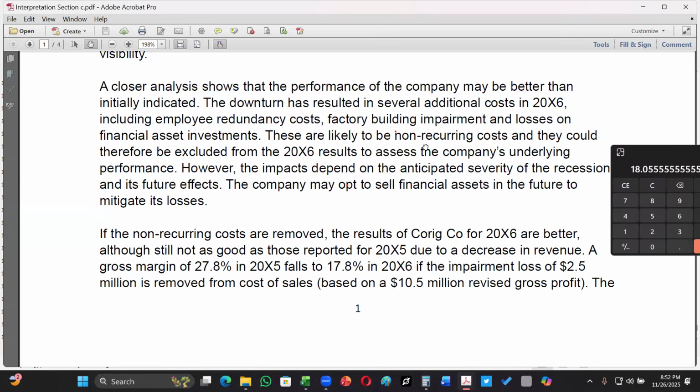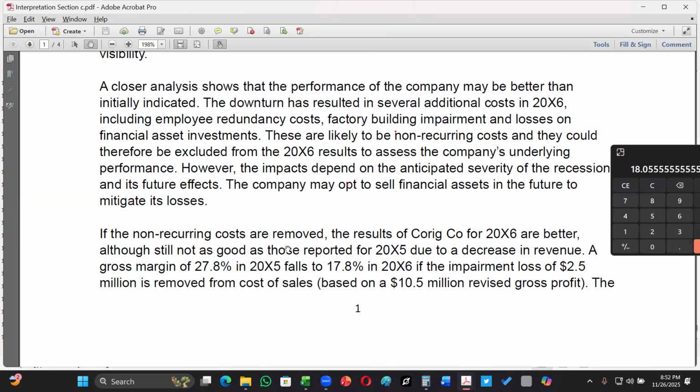These are likely to be non-recurring costs, so these are not going to happen every year. So if we just take them out, we can compare the performance of the business, and if we do so, the company has done well. And so the statement of the director makes sense.